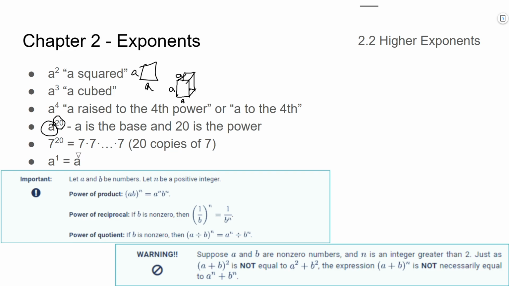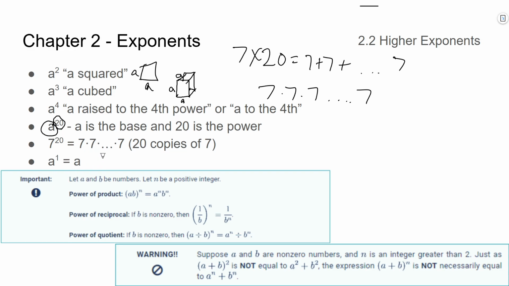All right, and so what this is saying here is, we kind of discussed this in the last section a little bit, but this is saying that we're going to be multiplying 7 20 times, just like 7 times 20 would be 7 plus 7 plus 7, 20 times, right? Just like that, 7 raised to the 20th power would be 7 times 7 times 7 all the way at 20 times. 20 copies of 7.